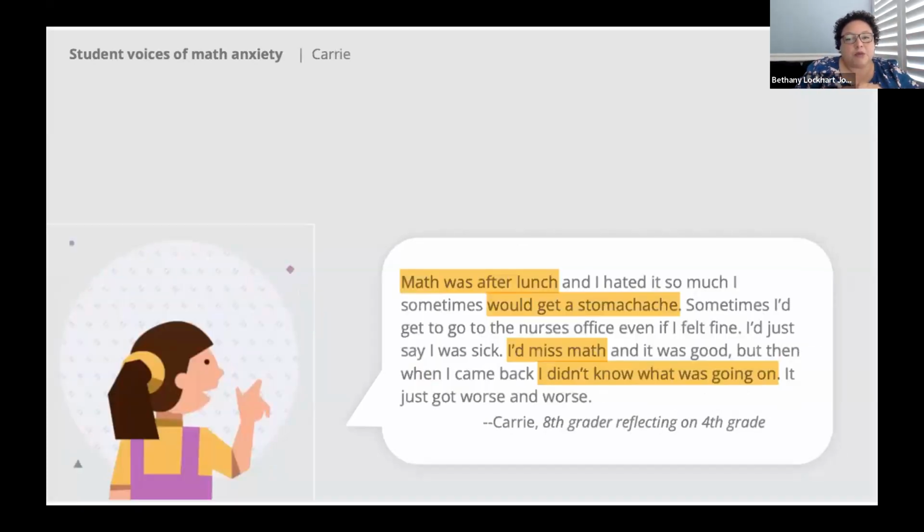Carrie said that her math was after lunch and she'd get a stomach ache. So she'd miss math often, or she'd go to the nurse's office, and when she came back, she wouldn't know what was going on. She would feel lost. This didn't happen every day, obviously, but when it did, she was even more confused, and the anxiety for her just kept building.